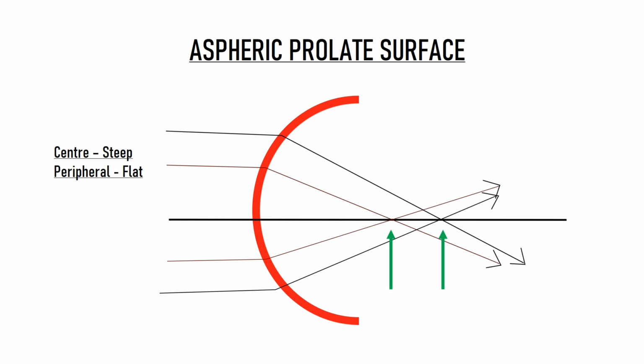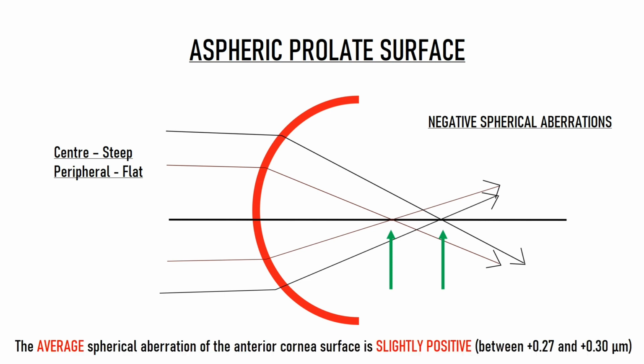As you can see in the diagram here, there are 2 separate meeting points of light rays. These multiple meeting points give rise to spherical aberrations. In a prolate surface where central rays converge anterior to peripheral rays, negative spherical aberrations are induced. Cornea is prolate in shape, but if we take the average of spherical aberrations induced by cornea, the net effect is slightly positive at plus 0.27 to plus 0.3 microns.